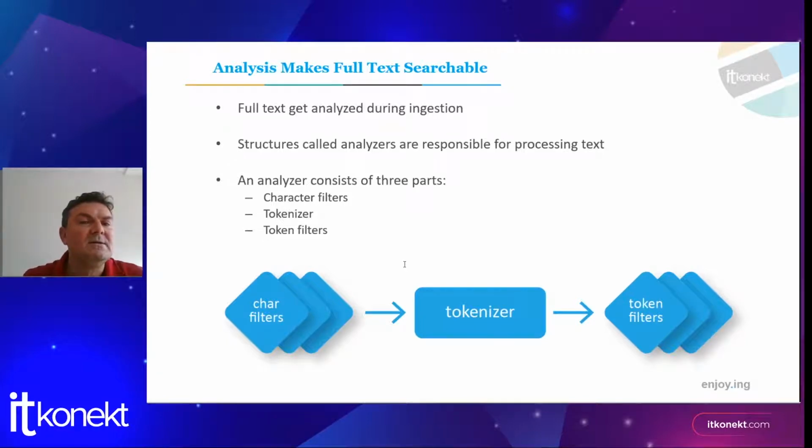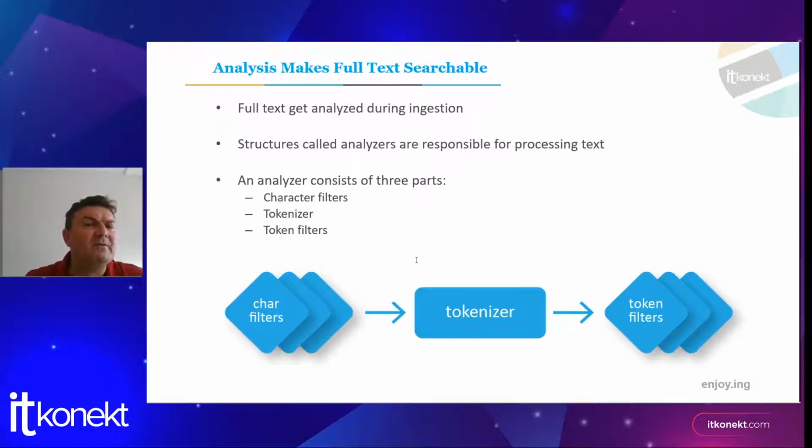The tokenizer receives a stream of characters, breaks it up into individual tokens, usually individual words, and outputs a stream of tokens. For instance, a whitespace tokenizer breaks text into tokens whenever it sees any white space. Each analyzer must have a single tokenizer. And token filters add, delete, or modify the tokens created by the tokenizer. Analyzers have zero or more token filters.